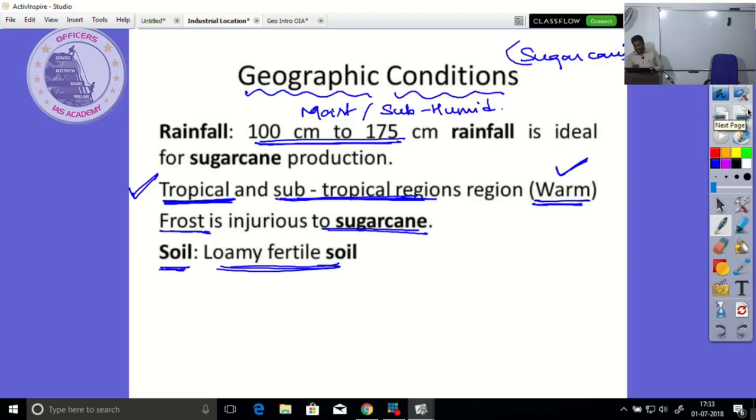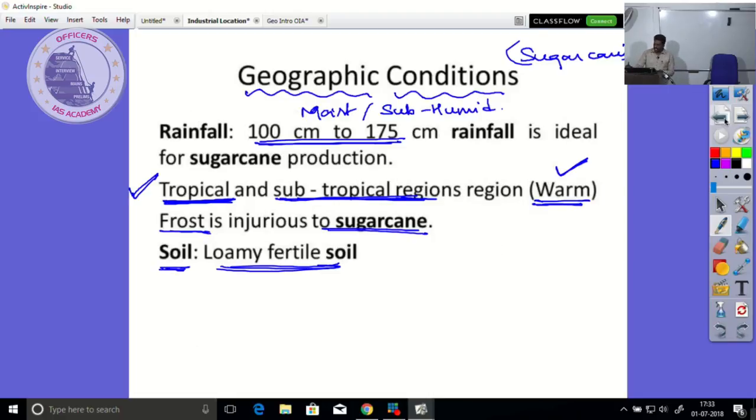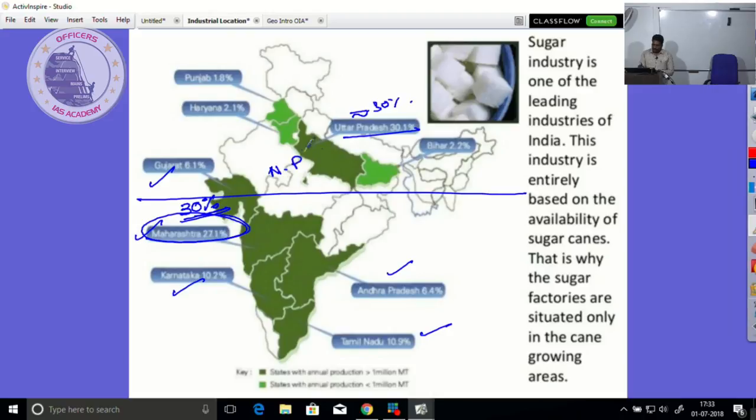Right, sir. Now, what are the geographical conditions needed for sugarcane cultivation? We have seen. Now, what we'll do? Wherever you have sugarcane cultivation, there we have located the industrial location of the place. And we also discussed the nature of this cane. In India, in general, there are two regions with cane cultivation: the northern plains of India versus the peninsular part of India.